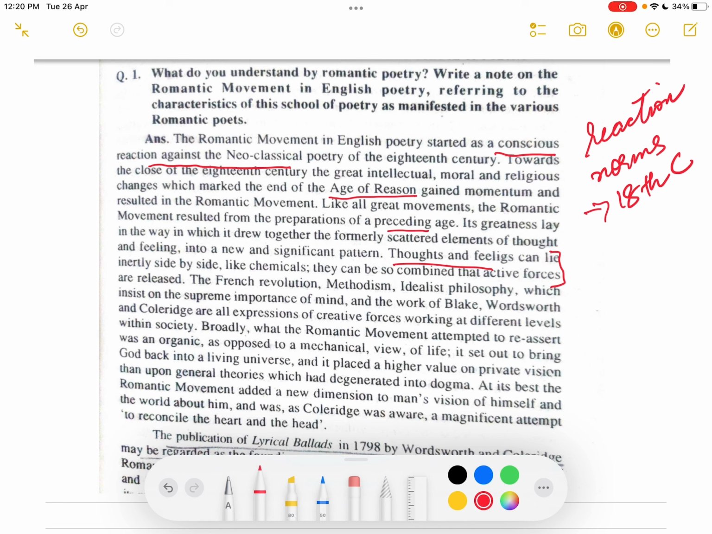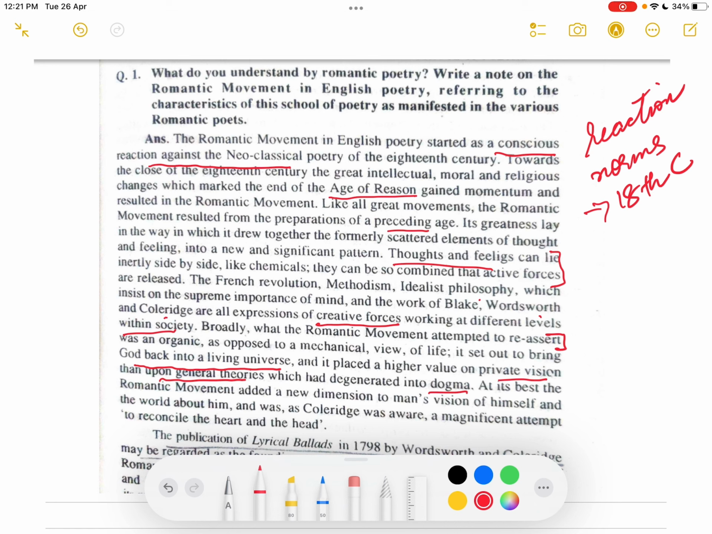Okay. Then the French Revolution, Methodism, idealist philosophy, which insisted on the supreme importance of mind, and the work of Blake, Wordsworth, Coleridge are all expressions of creative forces working at different levels within the society. Broadly, the romantic movement attempted to reassert God back into a living universe. And it placed a higher value on private vision than on general theories, which had degenerated into dogma. Dogma, which had become strict rules and nobody wanted to follow them.